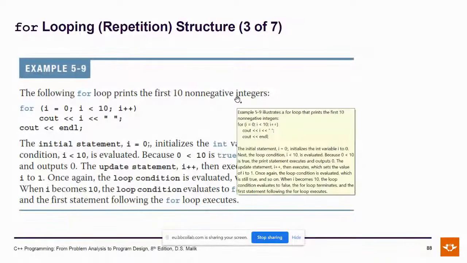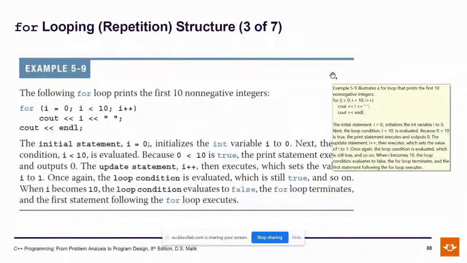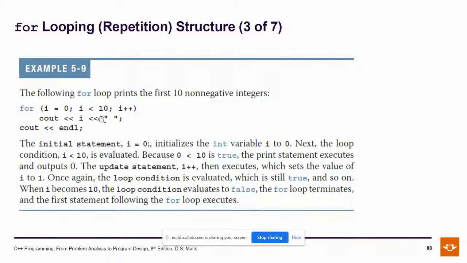So here's an example for printing the first 10 non-negative numbers, starting at 0 up to 9. It's very common in C++ and other programming languages to start at 0 and go up to your count minus 1, rather than to go from 1 up until the full count of something. And the reason for that is the addressing scheme used in C++ is not unit indexing. Unit indexing is where you start at 1. This is zero-based indexing, where you start at 0.